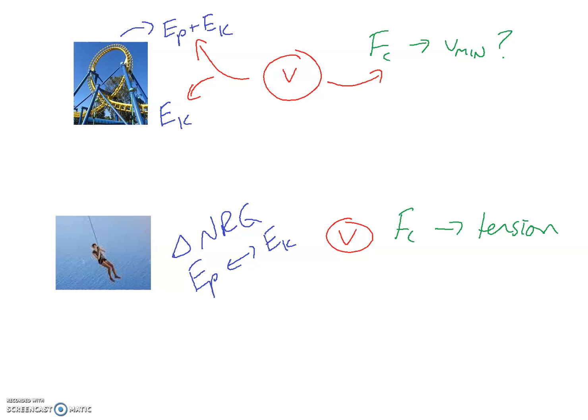Now you have two other videos on the channel. I think they're video number 14 and 15, which are both examples of this type of thing. One uses a vertical loop, I think it's a Hot Wheels car with a vertical loop. The other one is somebody swinging. Again, they use a combination of energies and forces, webbing them together to find out different quantities.